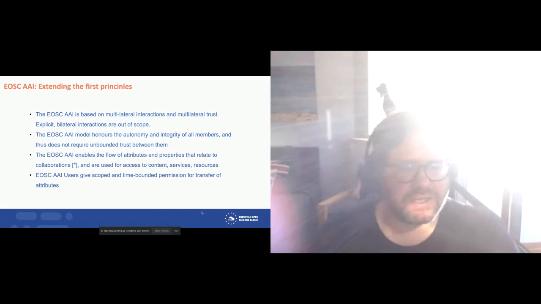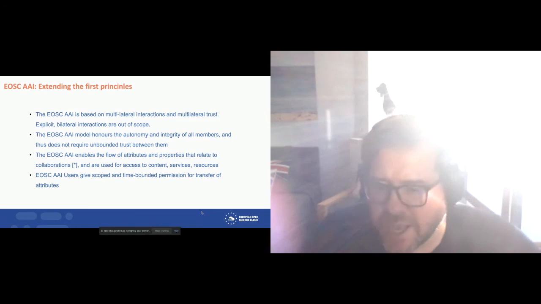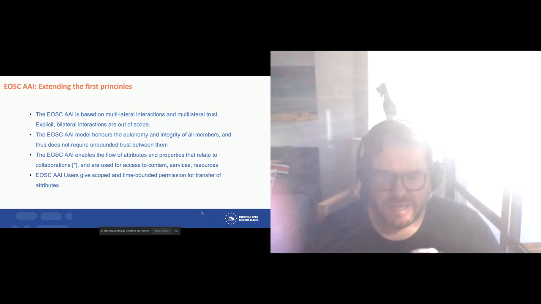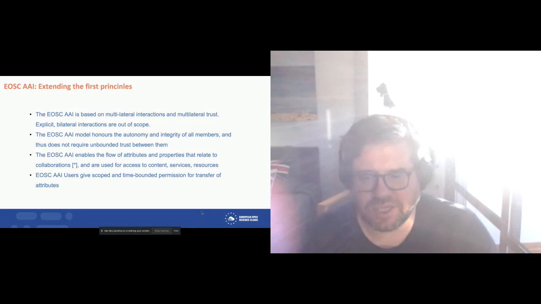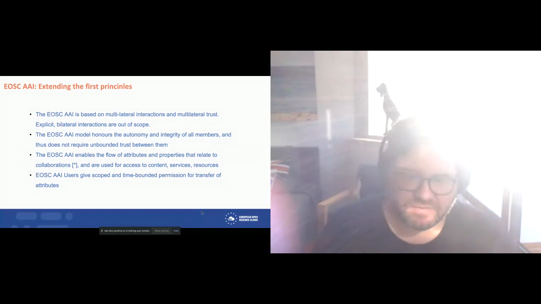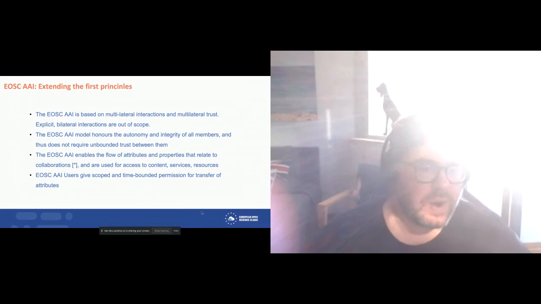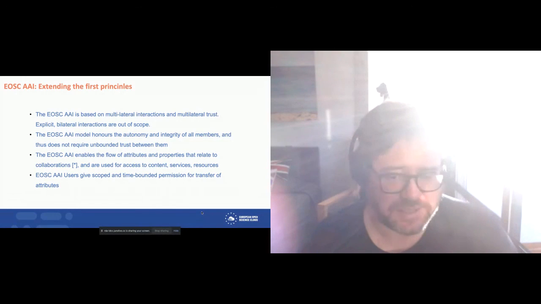And this is very important to understand basically the federation aspect, the federated access aspect of the implementation. The EOSKI enables the flow of attributes and properties that relate to the collaborations and are used to access content, services, resources. And finally, EOSKI users give scope and time-bound permissions for transfer of attributes. So when you grant access to your attribute information, a user, this is not something that should happen in perpetuity, but only for a given limited time.